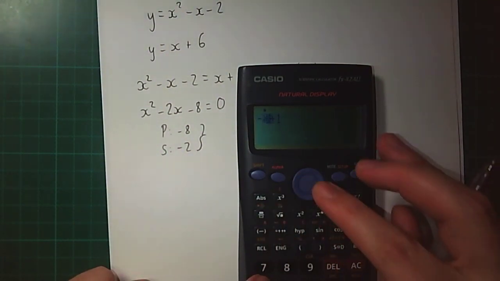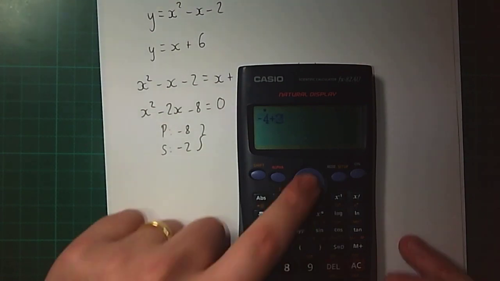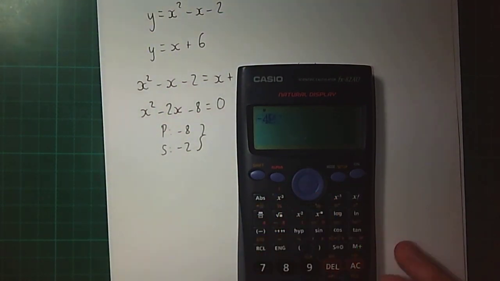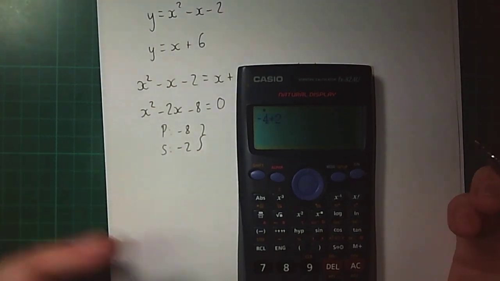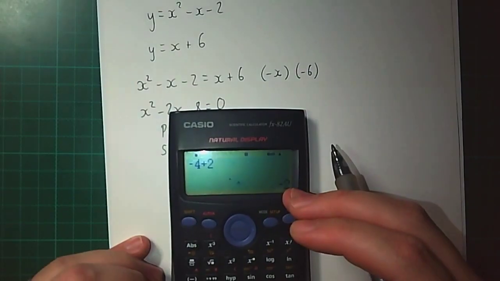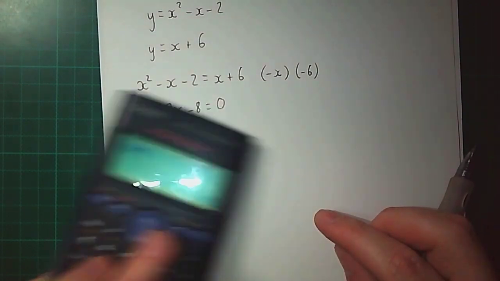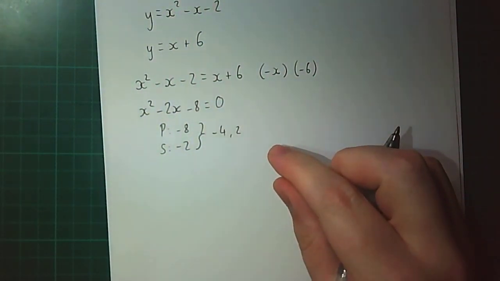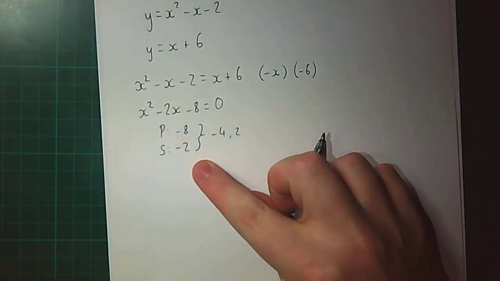Maybe if we do negative 4 plus 2, we know that when they get multiplied, we're going to get negative 8, and if we add them together, we get negative 2. So we've stumbled upon it on our second attempt. Negative 4 and 2 are going to be our two numbers, because negative 4 times 2 is negative 8, and negative 4 plus 2 is negative 2.